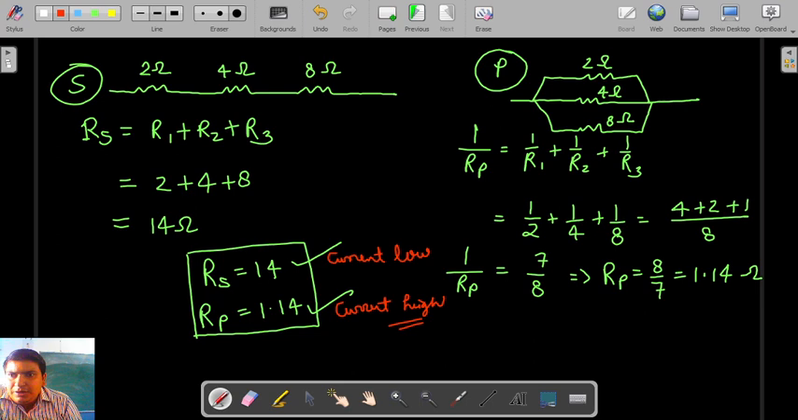So in order to get the maximum current, we should connect our electrical appliances, or our resistances, in parallel mode. Series mode should be avoided and parallel combination should be used. And this is one of the reasons that in household circuits, most of the electrical appliances are connected in parallel combination, because parallel combination offers the minimized resistance.